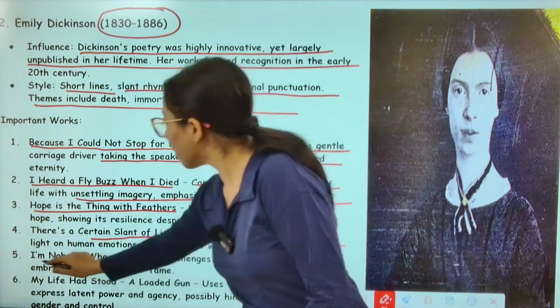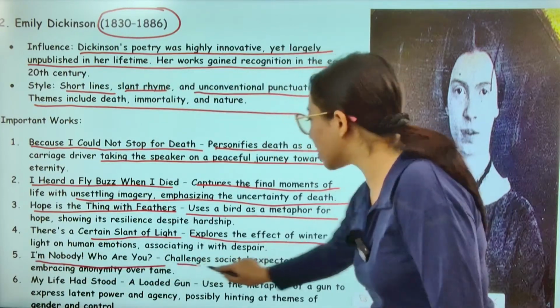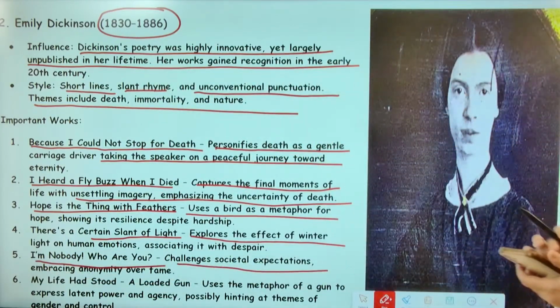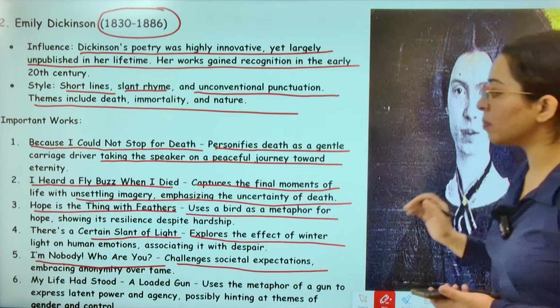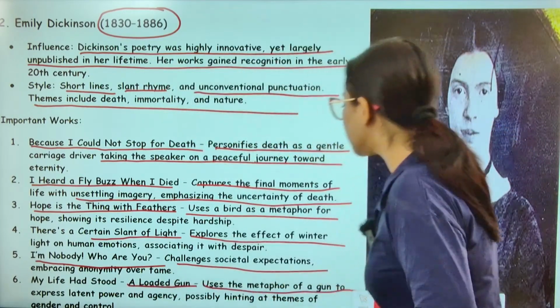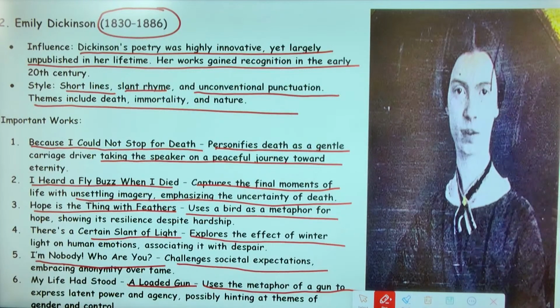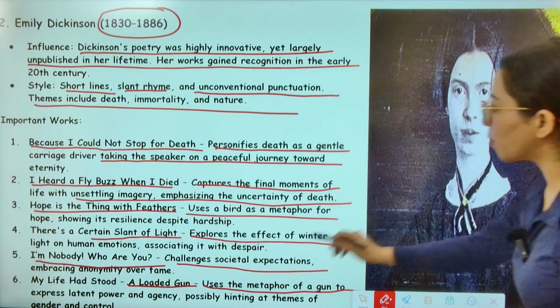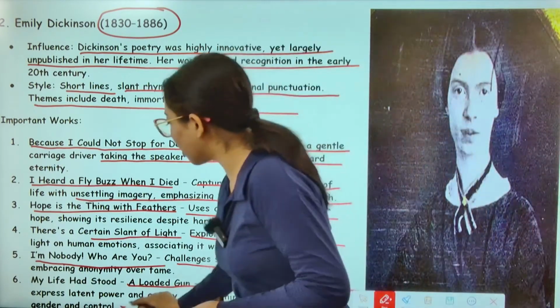And I'm Nobody! Who are you? This challenges societal expectations, embracing anonymity over fame. And My life had stood a Loaded Gun uses the metaphor of a gun to express latent power and agency, possibly hinting at themes of gender and control.